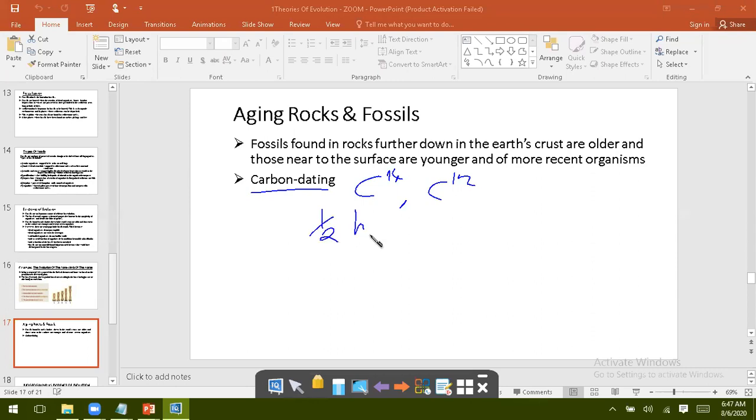So the half-life of a radioactive material can tell us how long it will take for half of that structure to decompose, and so carbon 14 is used. All right, so we go to the next one.